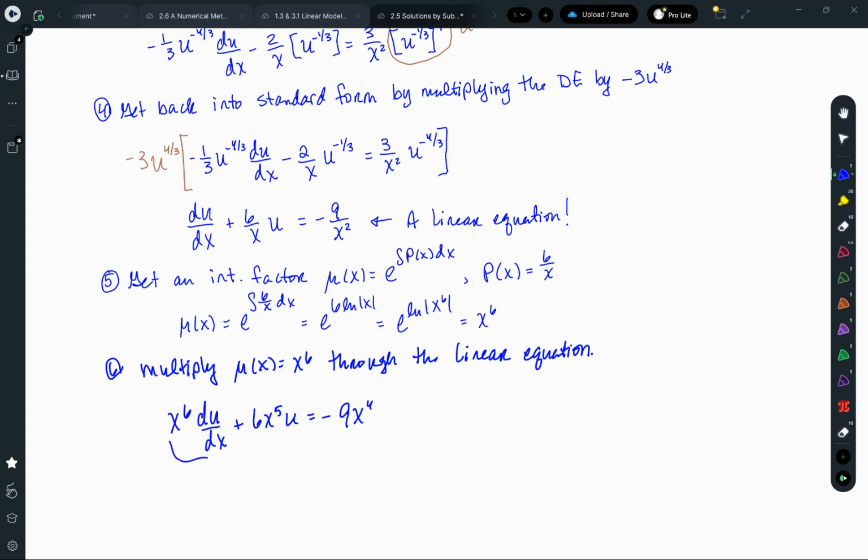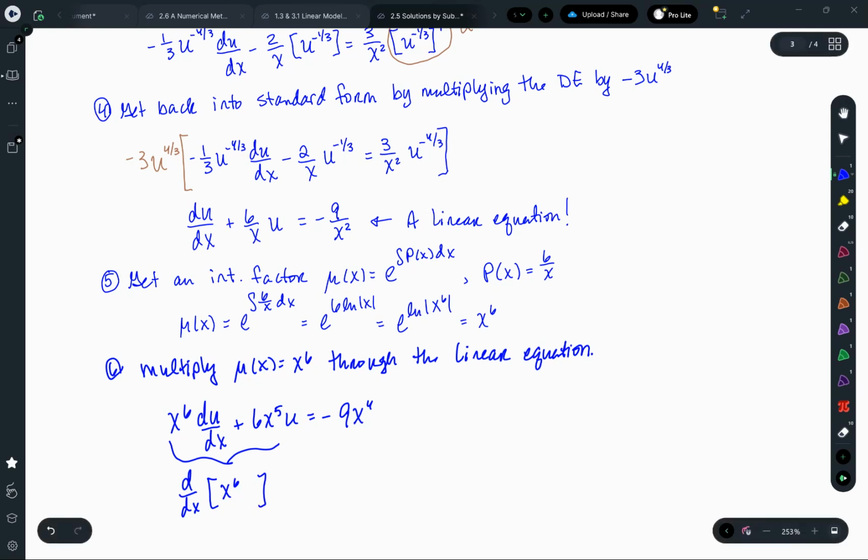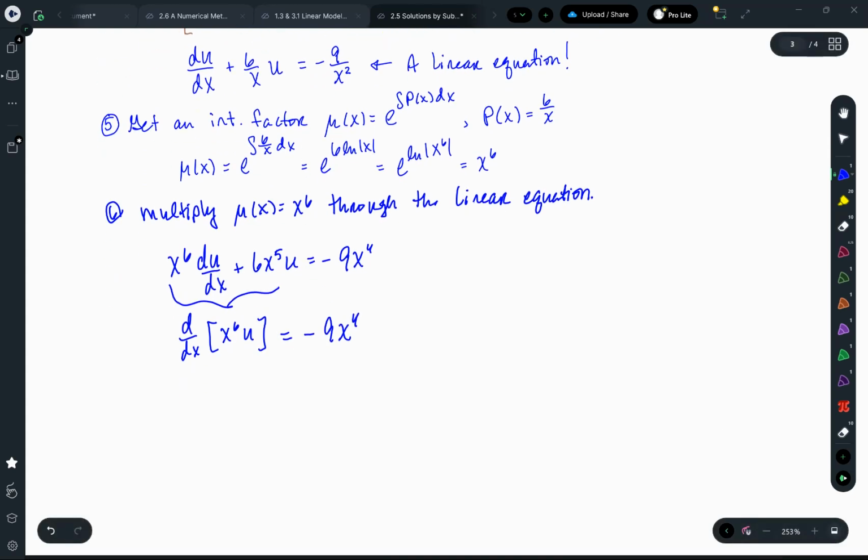On the left-hand side, we need to recognize that this is d dx of x to the 6th times u. I'm sorry, not y, u, I'm in the wrong variable. If I took the derivative of x to the 6th u, it would be a product rule. I'd get 6x to the 5th times u plus x to the 6th du dx. So that works. On the right-hand side, I just have my minus 9x to the 4th. And now I can integrate.